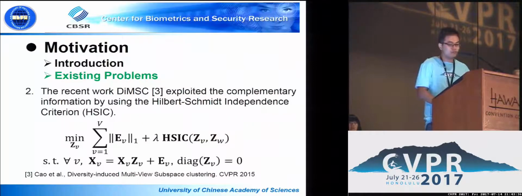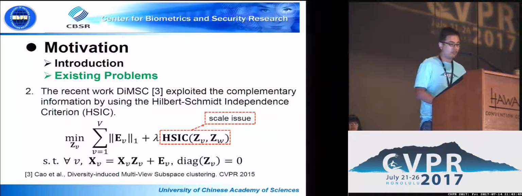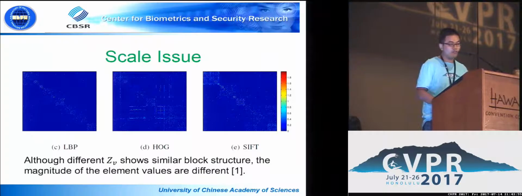The second one is that the recent work DIMSC explored the complementary information by using the Hilbert-Schmidt independence criterion. However, due to the scale issue, the HSIC is usually ineffective. Scale issue means that although different representations show similar block structure, the magnitudes of the element values are different.